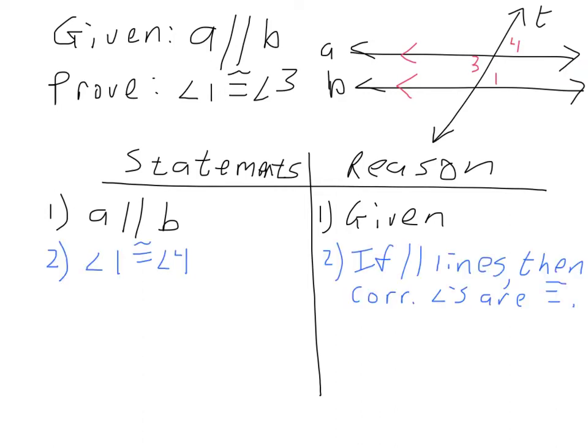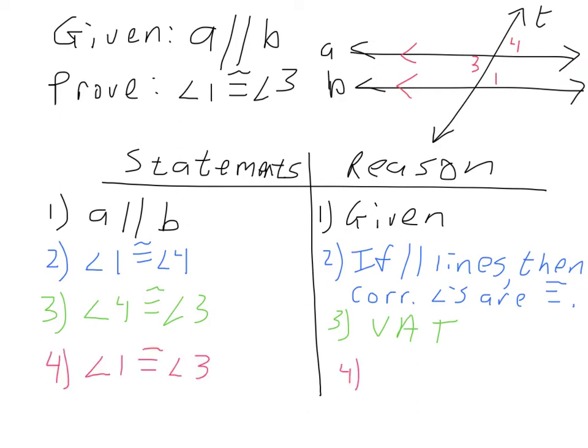Now, whenever we make a statement, we're going to have to justify it or give a reason that it's going to be a definition, postulate, or theorem. In this figure, we can state angle 1 is congruent to angle 4 because if you have parallel lines, then corresponding angles are congruent. Next, we can state angle 4 is congruent to angle 3 because of vertical angle theorems.